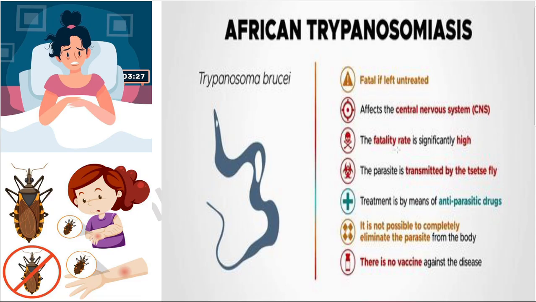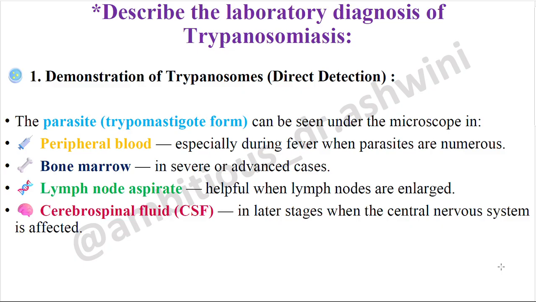The fatality rate is significantly high. The parasite is transmitted by the tsetse fly. Treatment is by means of antiparasitic drugs. It is not always possible to completely eliminate the parasite from the body, and there is no vaccine against the disease. Now we will see the laboratory diagnosis of trypanosomiasis.